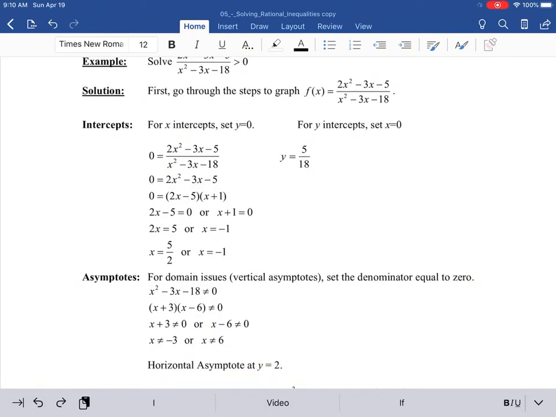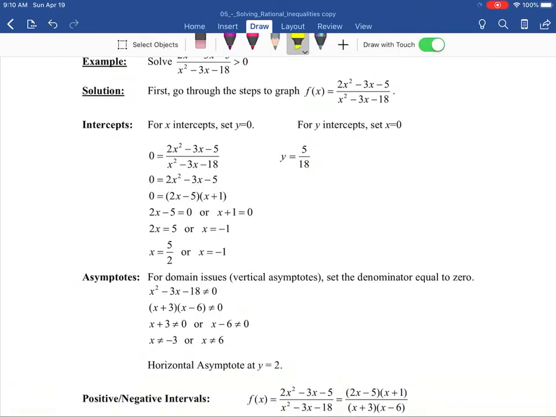So first, go through the steps to graph f of x equals (2x squared minus 3x minus 5) over (x squared minus 3x minus 18). Let me just highlight these steps here for you. For x-intercepts, set y to 0. So I set the y to 0 here. That resulted in numerator equals 0. In this case, I factored it and found my two zeros, 5/2 and -1. Those two x-intercepts are invaluable when I'm going to make the graph or make a chart.